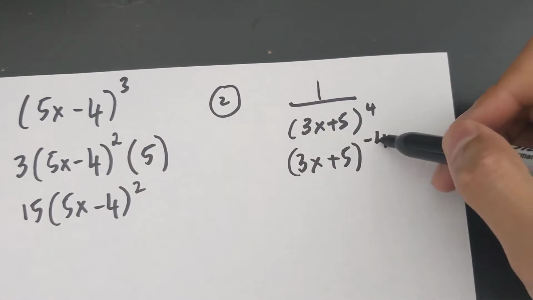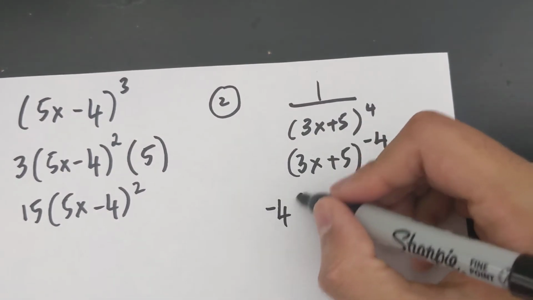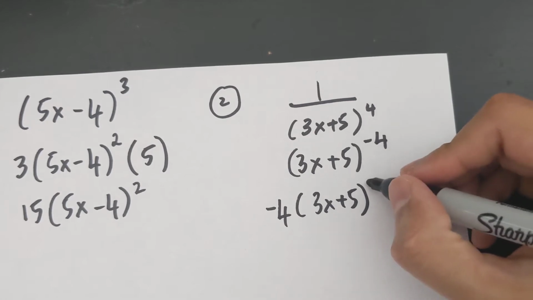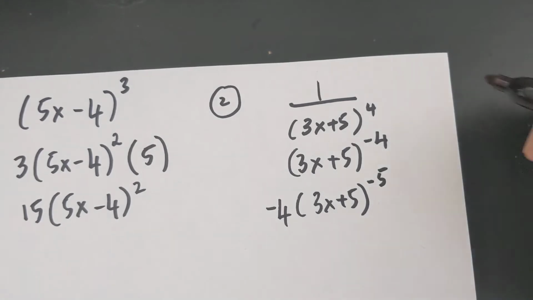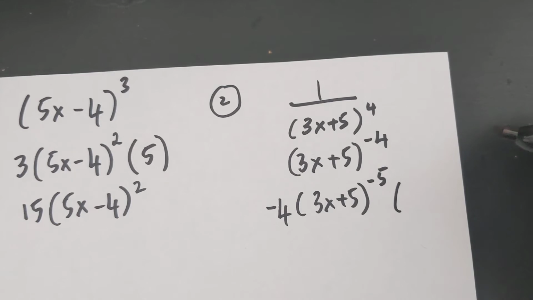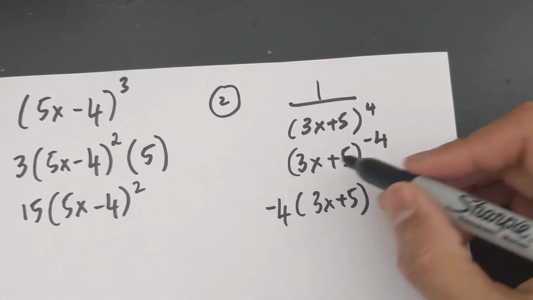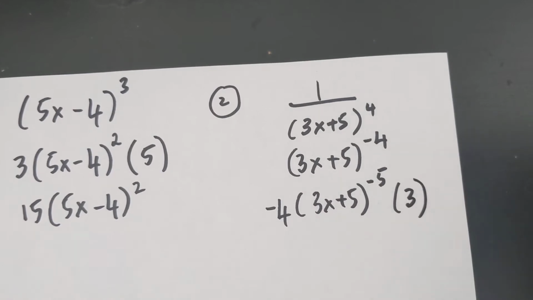So if I derive this, I'm going to bring this number down and write the exact same thing in the bracket. If I subtract, negative 4 minus 1, that's negative 5. And then because of the chain rule, I'm going to multiply by the derivation of the inside. So the derivation of 3x plus 5 is 3.